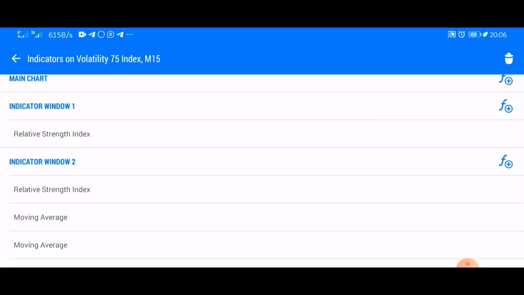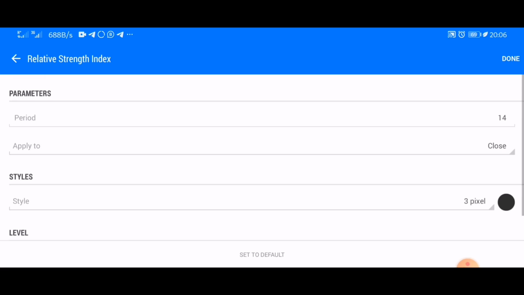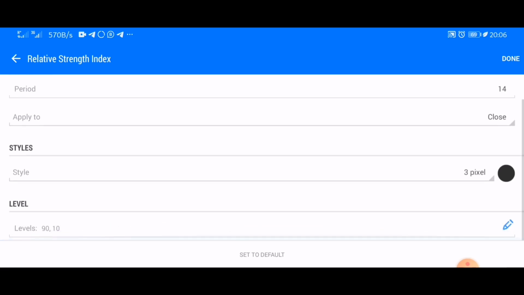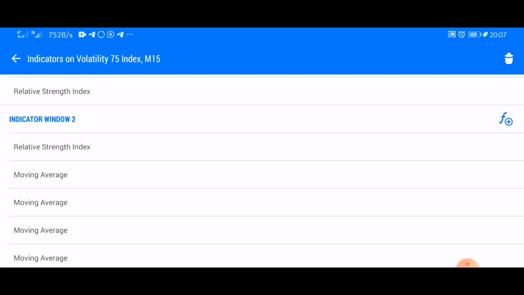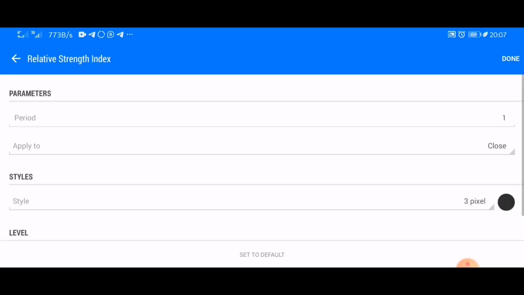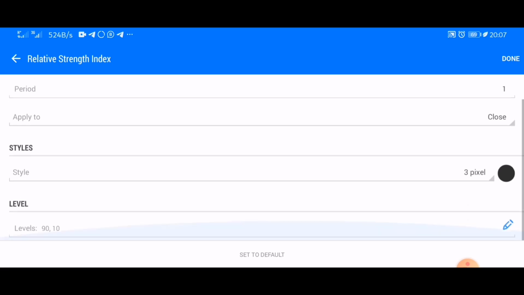Indicator window 1 contains the relative strength index, and the settings are 14 period, apply to close, 3 pixel, and we'll have 90 and 10 on the levels. Indicator window 2 has relative strength index as the frame, and the settings for that are period 1, apply to close, style 3 pixel black, and the levels are 90 and 10.